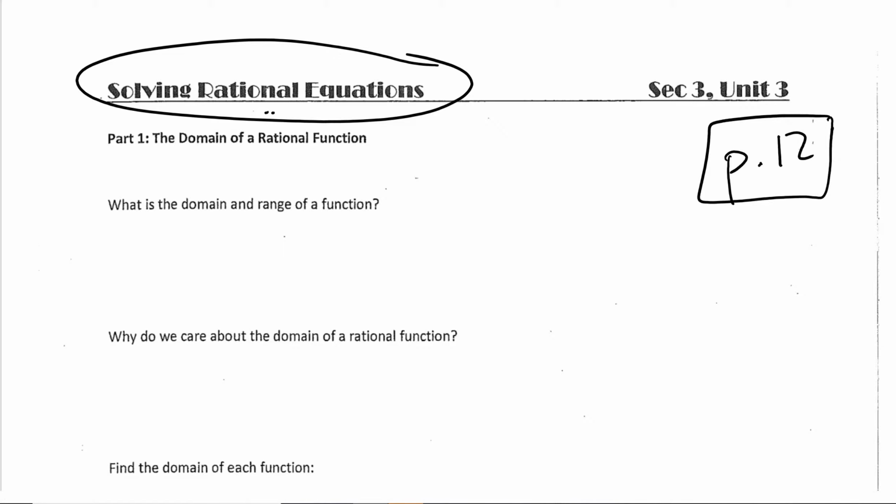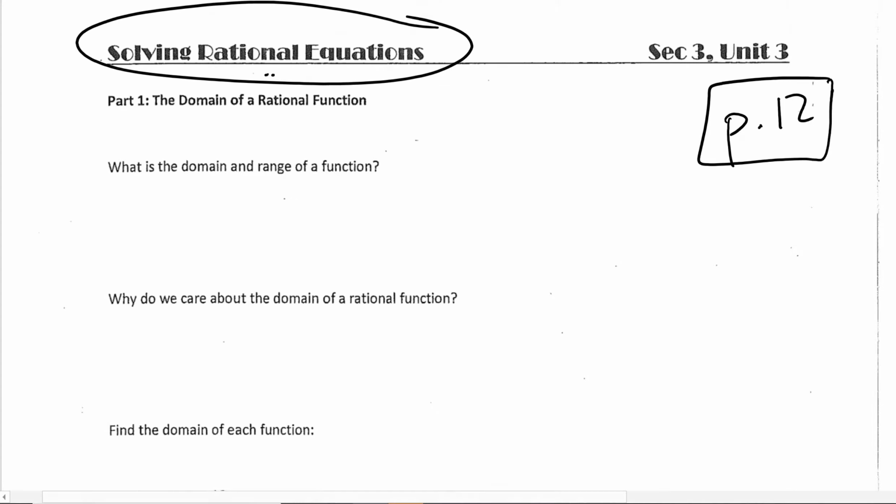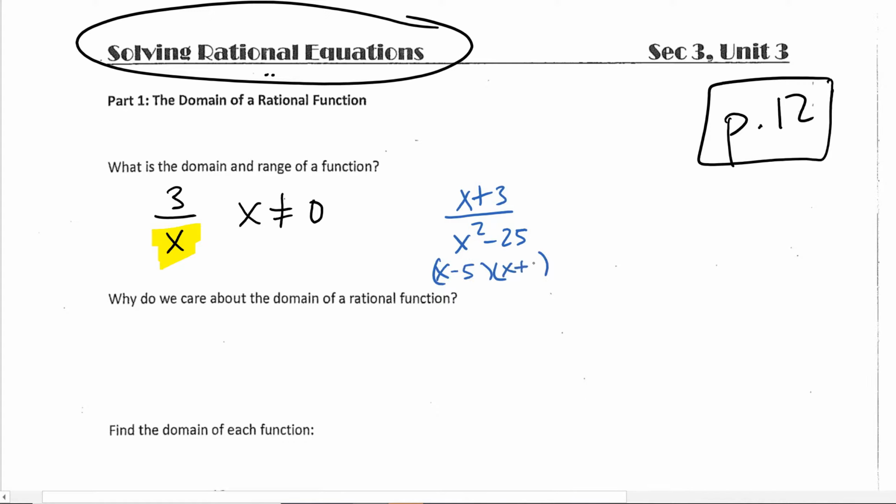Okay, so what is the domain and range of a function? When we talk about domain and range, remember we had 3 over x. The x cannot be equal to 0. So the domain of a function fails whenever the denominator is 0. So if you have something like x plus 3 over x squared minus 25, it doesn't matter what's in the numerator, but your denominator will factor to x minus 5 times x plus 5. So your domain is all real numbers except x cannot be 5 and negative 5. Hopefully you remember how to do that.